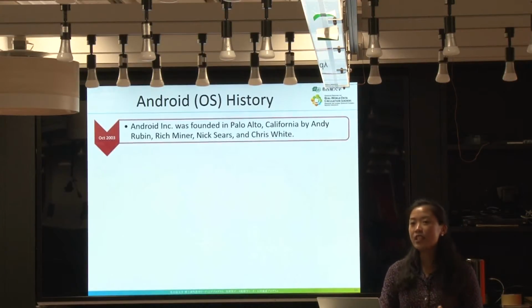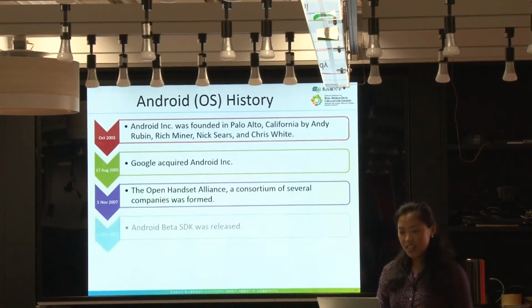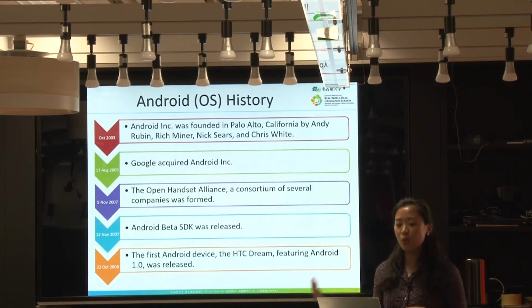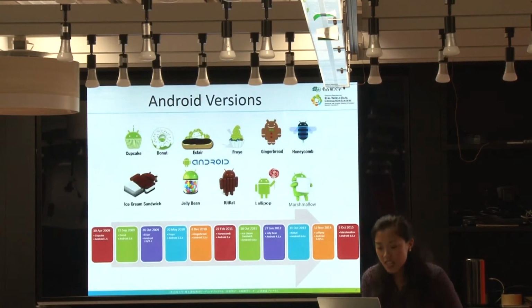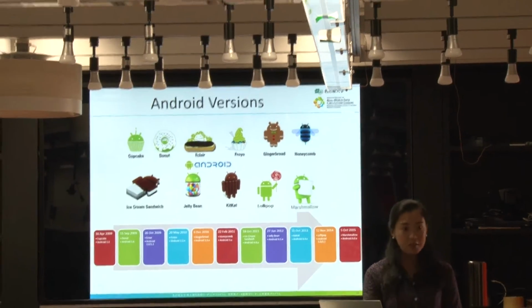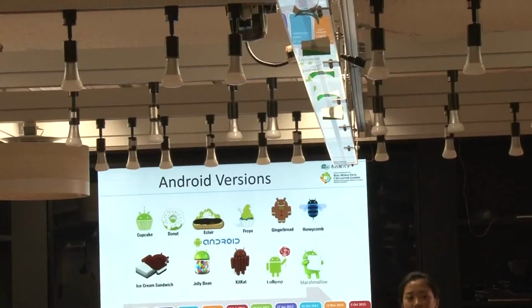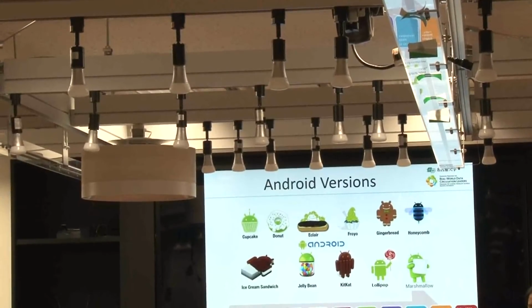So this is a little bit of history. You can just read through the slides. I think the important one is that it was released in 2007, wherein the Android Beta SDK was released first. And when we had our lecture with the second generation students, I think it was Lollipop at that time. Now we have a new version, Marshmallow, which was released in 2015.